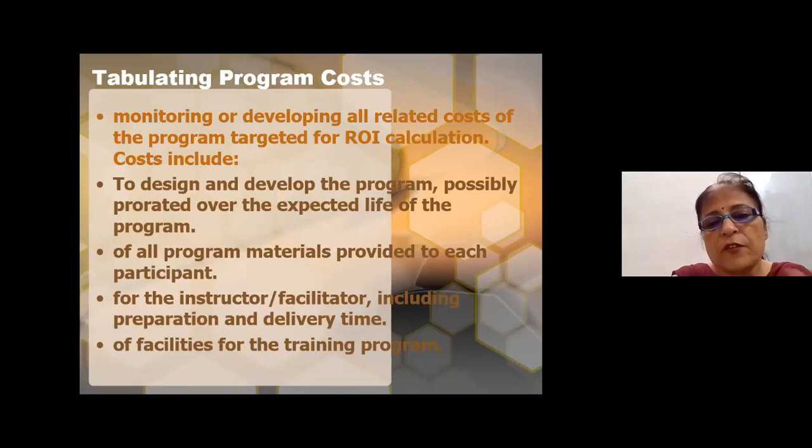When the training is finished, what will happen? That is what they try to tell. The cost of all the program materials provided to each participant, like even the paper, pencils, stationery, and food and water, everything should be calculated. For the instructor or facilitator, including preparation and delivery time, how much time they spent and how much money was paid to them, and the costs of facilities for the training program. If you had a hotel room and all that, how much they charged.